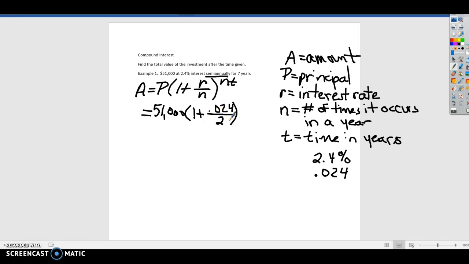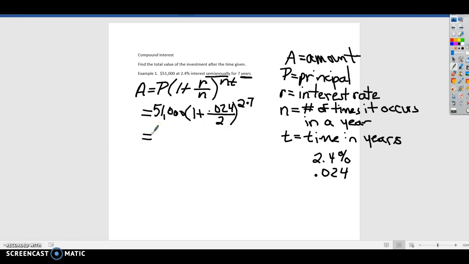Okay? And then we're going to raise that, not multiply it, but raise it to the n times t. N is the same as it is here, so it's semi-annually. We put that 2 there. And how many years? It says for 7 years. Now it's just about simplifying this. I always use order of operations. You may be able to type this all in as one big expression in your calculator and get an answer, but I usually do it step by step.